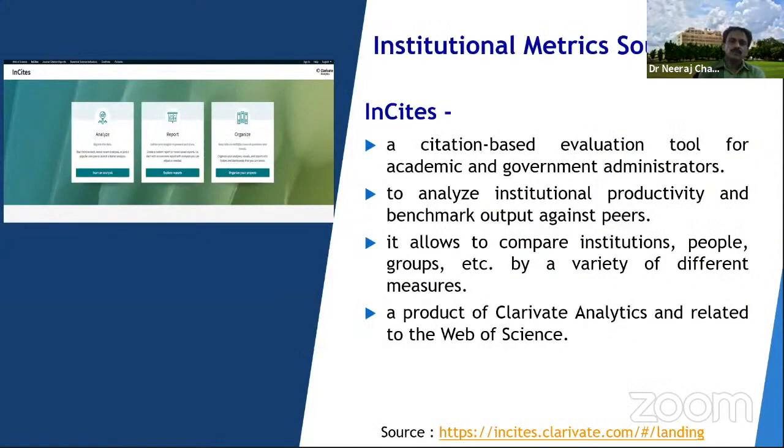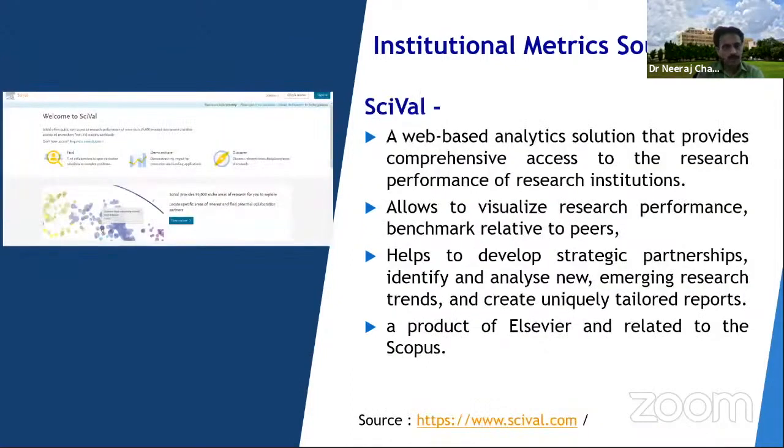If you talk about InCites, it will give you different kinds of reports. You can compare different departments of the university. You can compare different universities in terms of different fields. This is a citation-based evaluation tool. It analyzes institutional productivity and benchmarks output against peers. It allows you to compare institutions, people, groups, etc. in different measures. It is a product of Clarivate Analytics, a costly resource which cannot be subscribed to by all universities. SciVal is also a costly resource which is used for the same purpose, for visualizing research performance and benchmarking peers and institutions.